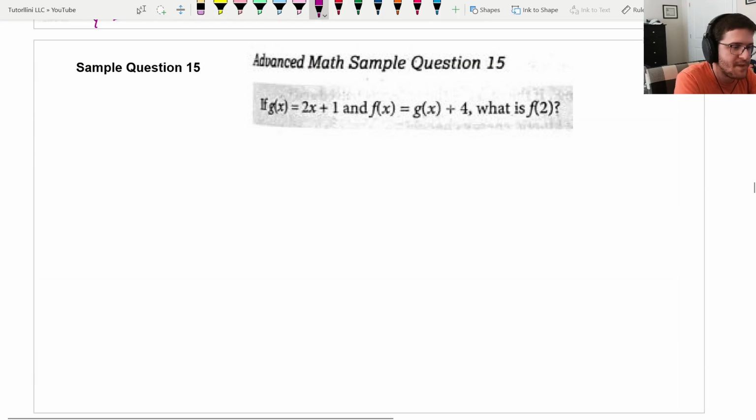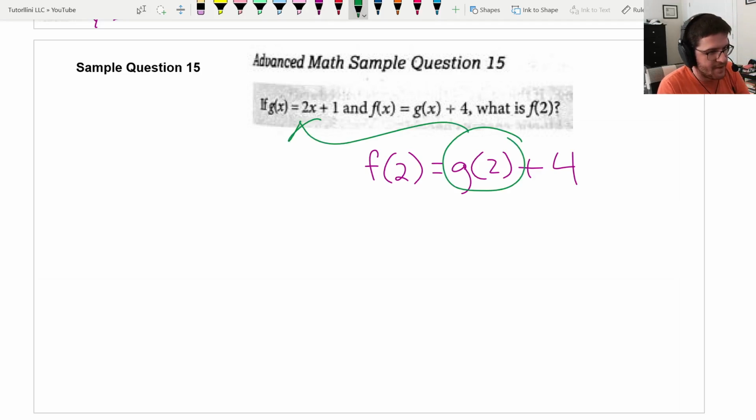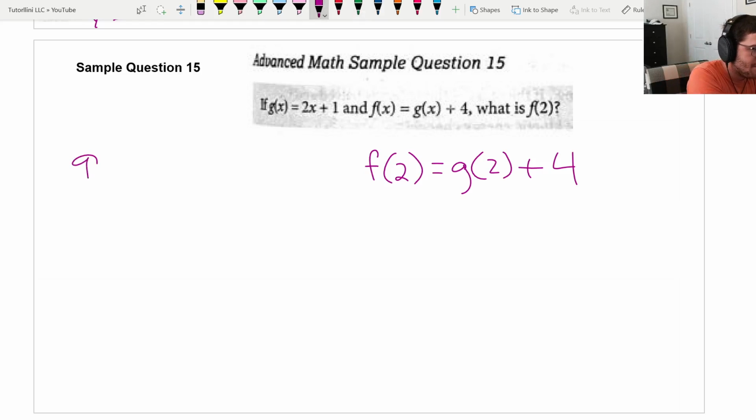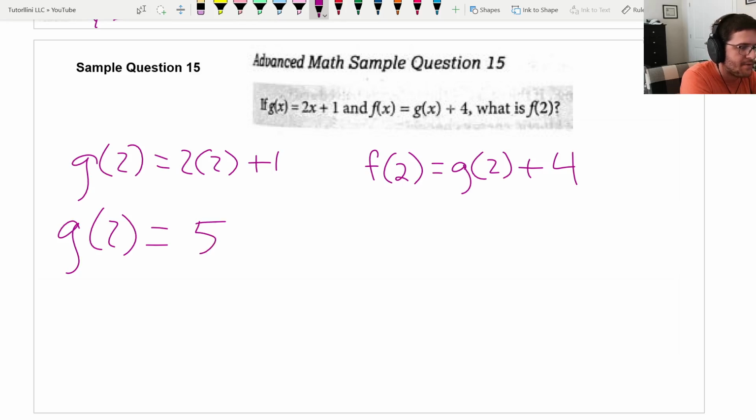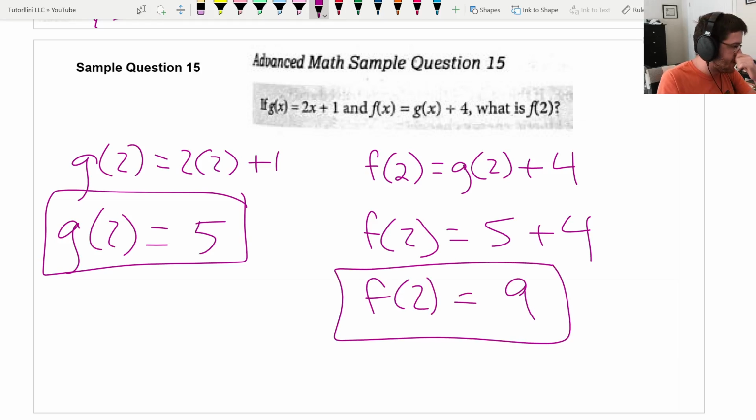All right, f of 2. So that just means make x 2 in the function f. So I'm going to make x 2, g of 2 plus 4. Okay, so now I need to go and find g of 2. So let's go over here and do that. So g of 2 equals 2 times 2 plus 1. 2 times 2 is 4, 4 plus 1 is 5. So g of 2 is equal to 5. So we're going to come over here and put that in for g of 2. So f of 2 is equal to 5 plus 4. So f of 2 is equal to 9, and hopefully that is our answer.